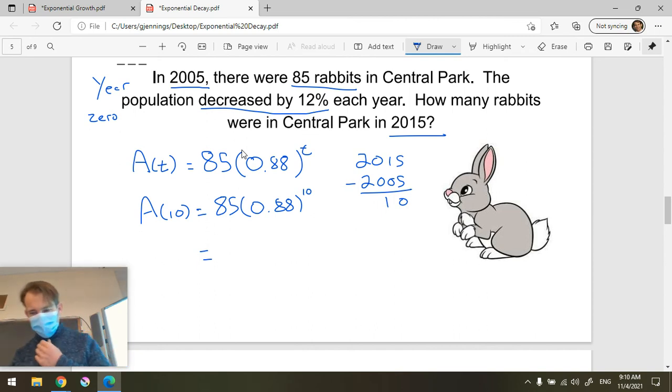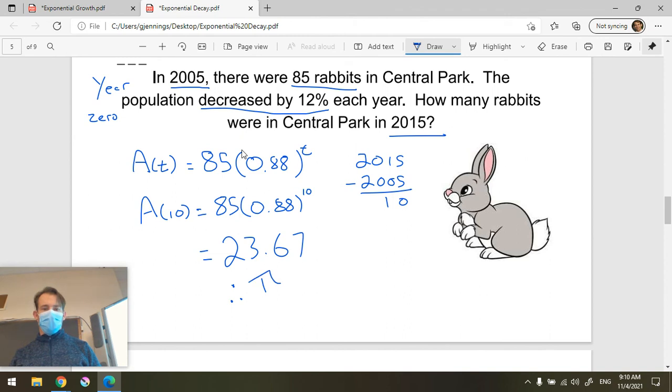23.67. 23.67, you cruel person. Why couldn't you have rounded that to 24 rabbits? Anyway, there will be about 24 rabbits in the year 2015.